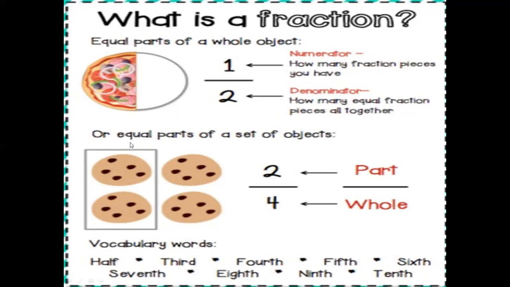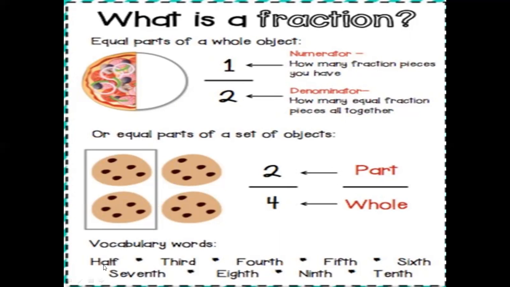And the fraction is also equal parts of a set of objects. Over here, out of 4 cookies, I have eaten only 2. That's why your fraction is 2 upon 4. 2 is part of that set and 4 is representing the whole. Here is some of the vocabulary present over here as well.